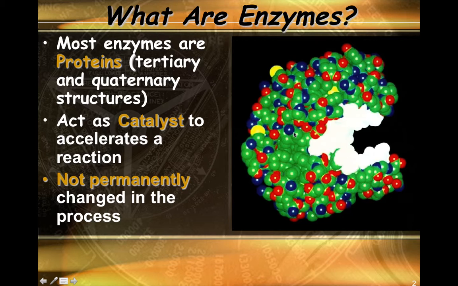Again, here's a model of an enzyme. We're going to talk about what that space is. But again, important things to know: enzymes are proteins. Definitely want to know that. The word that describes enzymes is catalyst, which means it accelerates or speeds up chemical reactions in the body. And it's also important to know that they're not changed in the process.